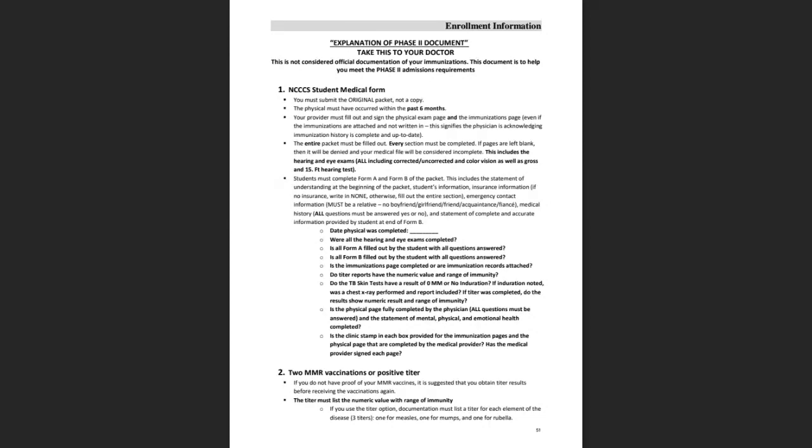Okay, so we'll go through the medical form in a moment, because I want to pull that up so you can see it. So we'll drop down to item number 2. So you need to have 2 MMR vaccines, so it has to have the date listed and all of that, or a positive titer. So if you have a titer drawn for anything that's listed here on this form, you need to make sure there's a numeric value. Then underneath that numeric value, it provides a range of immunity. If that's not listed, then it won't be accepted. So it can't just say immune, it can't say positive, negative, it has to be an actual number, and then there has to be a numeric range of immunity.